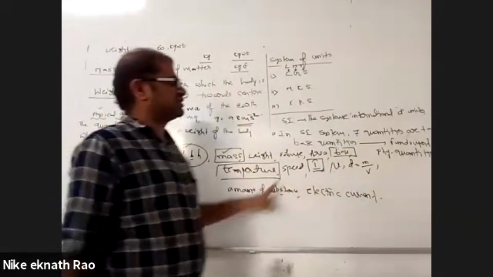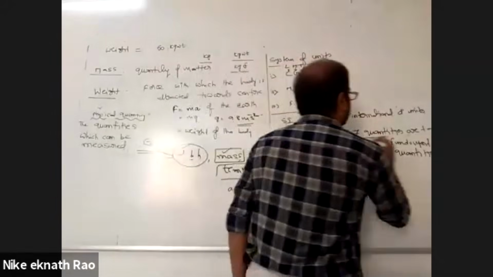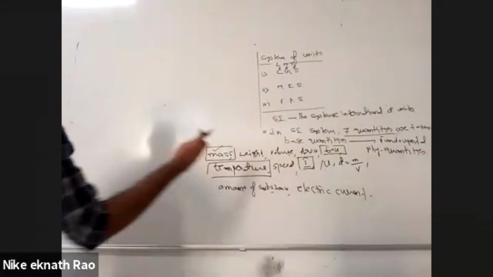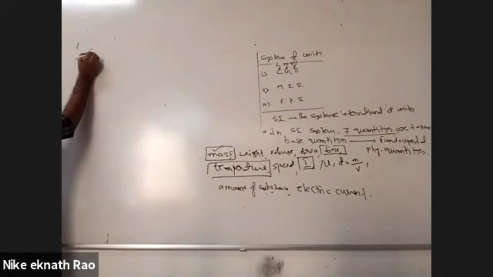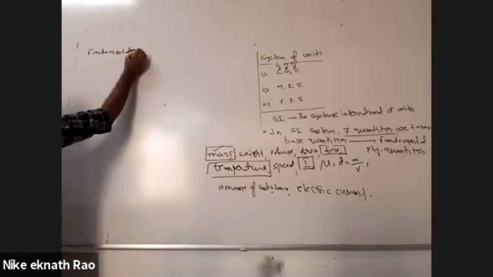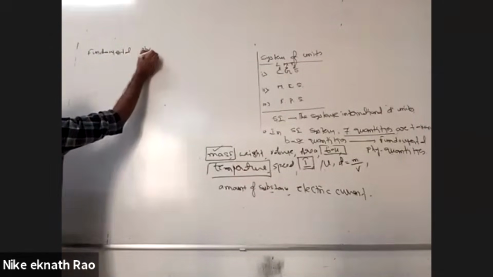But in the SI system, how many are defined as fundamental? 7 quantities, sir. 7 quantities are taken as base quantities. So, fundamental quantities. What are fundamental quantities? First of all, we define them. Fundamental physical quantities.